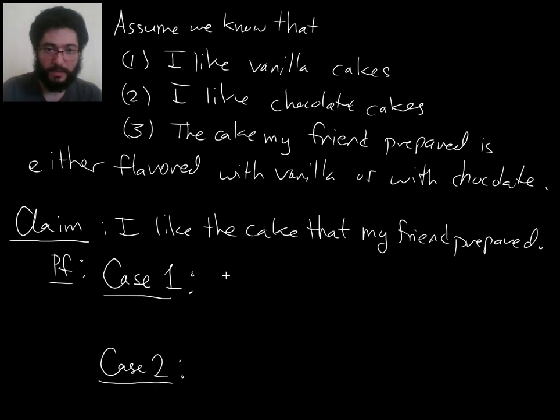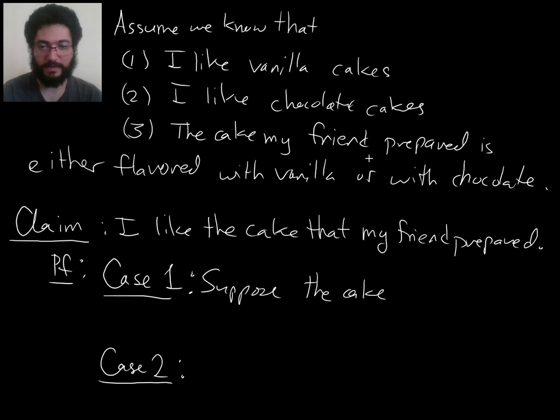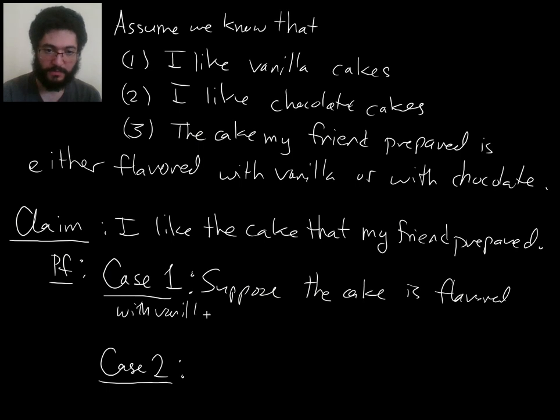So in case 1, I'll suppose one of the two sides of the or. So I know either cake flavored with vanilla or cake flavored with chocolate. So suppose the cake, and really I should write the cake that my friend prepared, but let's just say the cake for short. Suppose the cake is flavored with vanilla.